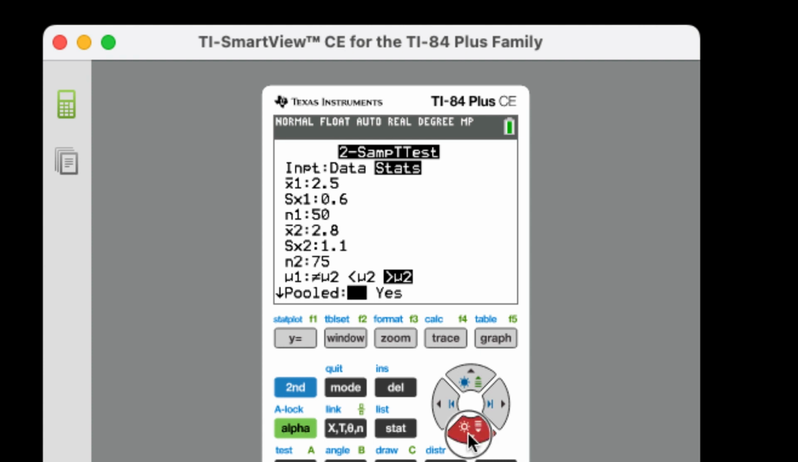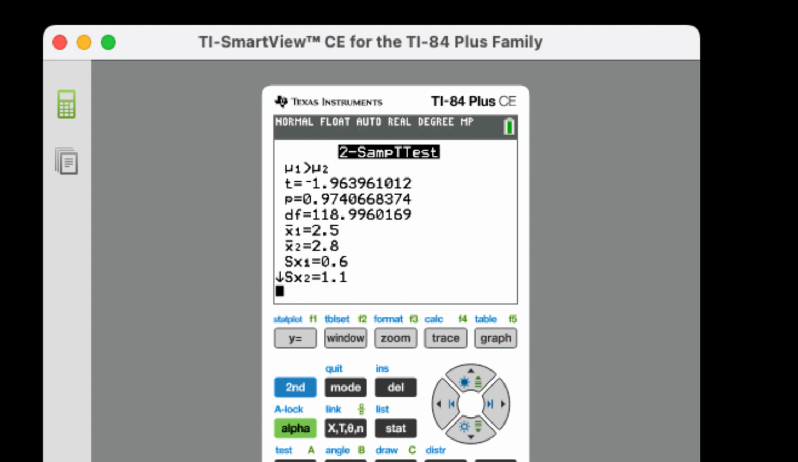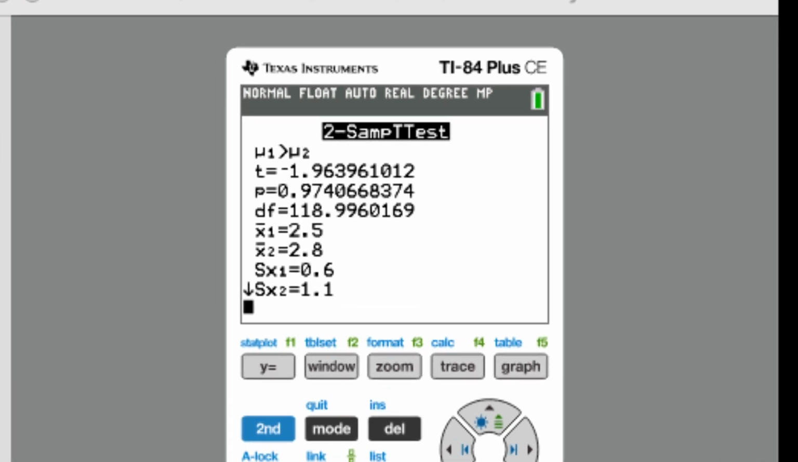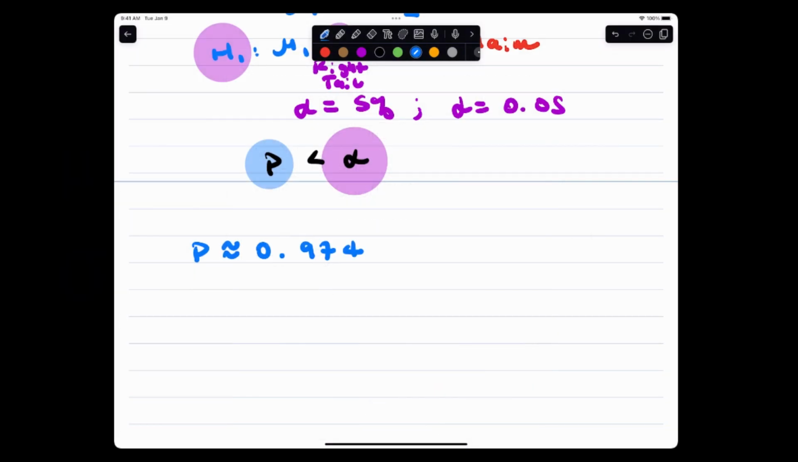If I scroll down to calculate, what do we get, ladies and gentlemen? What's that p-value again? P is approximately 0.974. And I'm going to say something about this value, okay? That value is very much not less than the level of significance. It's not less than what? This alpha.